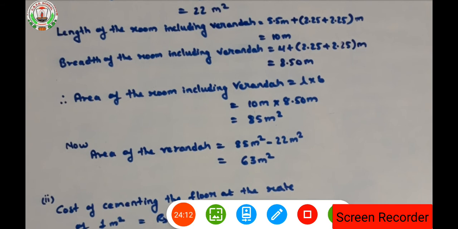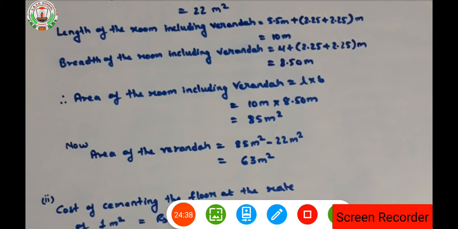In the same way, 4 is the breadth of the room. Now the new breadth of the room including the veranda will be 4 plus 2.25 plus 2.25. Have you understood why 2.25 is added twice with 4? Because it is outside. When it is inside we have to subtract. Since here it is outside, we have to add. So the breadth of the room including veranda will be 8.50 meter.